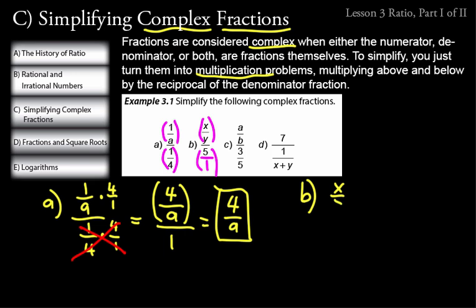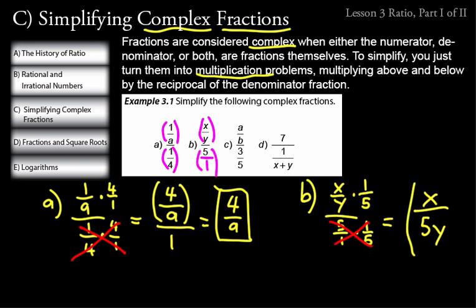X over y over 5 over 1, times 1 over 5, times 1 over 5. So all that cancels in the denominator. That's always what's going to happen when we do this. And in the numerator we end up with x times 1 is x, over y times 5. Normally we write the number first, so we'll say 5y instead of y5. So x over 5y. That's what that simplifies to.